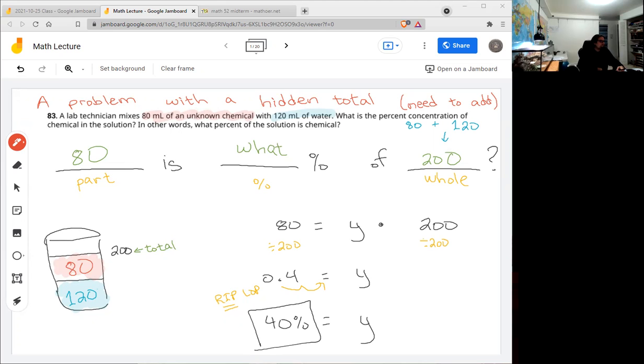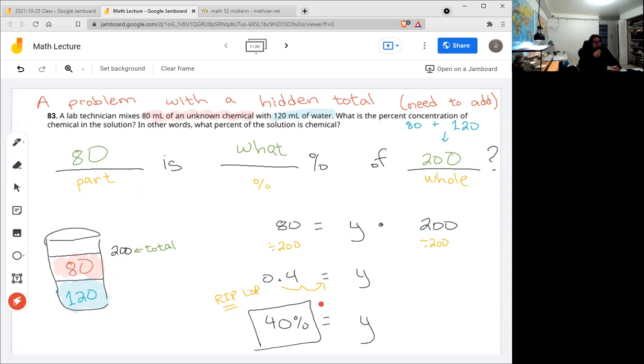We're looking at a few textbook problems that make a nice contrast with each other. In problem 83 in chapter 5, there is a hidden total. A lab technician is mixing some stuff that I'll pretend is red with some water that I'll pretend is blue. And we want to use part is what percent of whole, but the problem doesn't tell us the whole right away. We have to add up the 120 and the 80 to say that there's 200 milliliters of liquid in our container. So the whole number here we had to find.